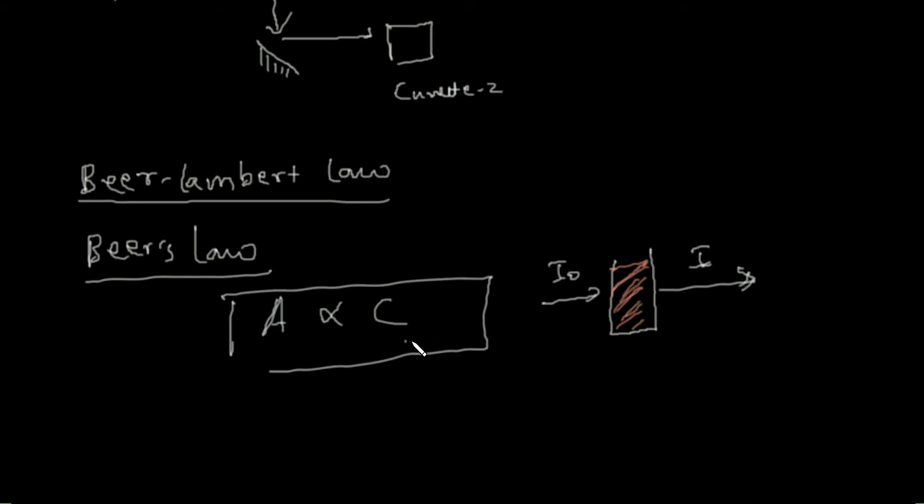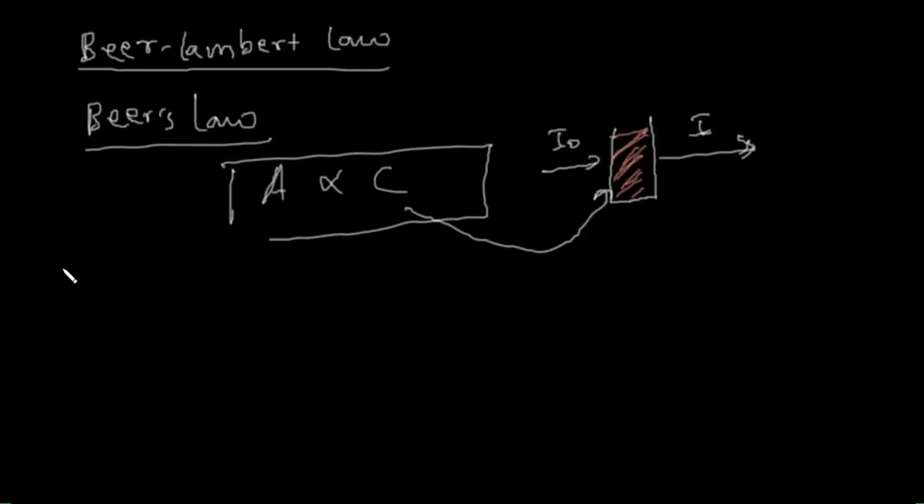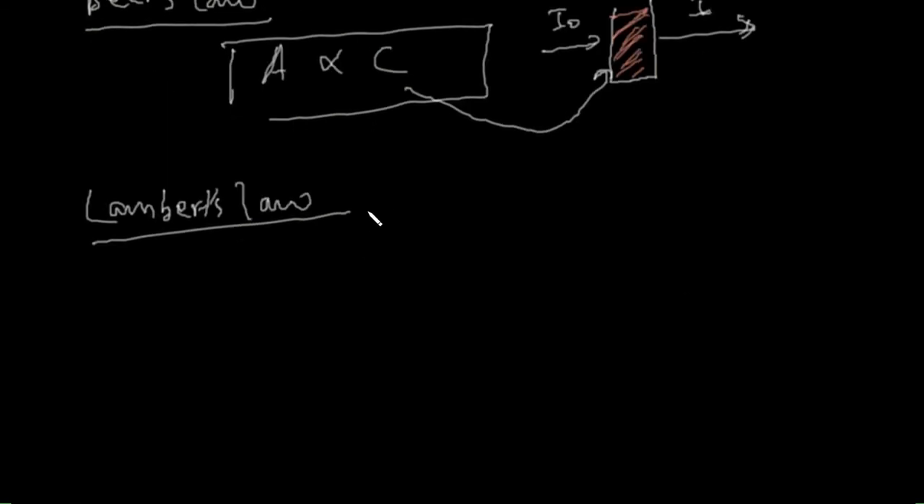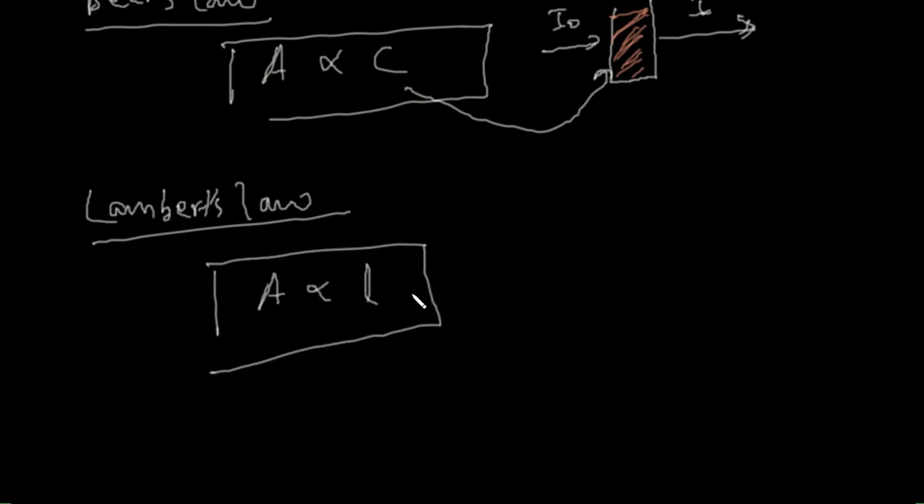Whereas Lambert's law tells us the decrease in the intensity of radiation will be directly proportional to the thickness, or you may term it the path length, of the solution. That is, absorbance is directly proportional to L. Here L means path length, which also represents the thickness of the medium including the cuvette material.